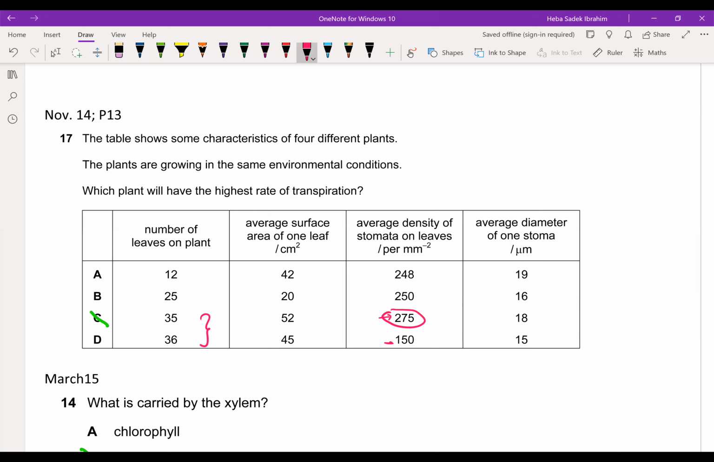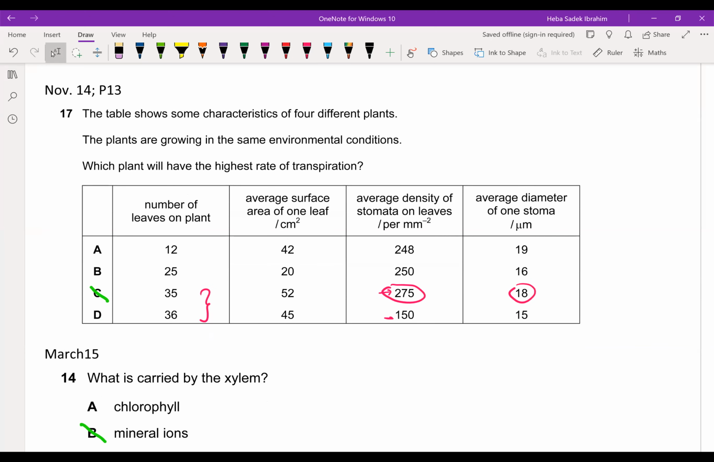Average diameter of one stoma. Yeah. يعني أنت عندك lots of stomata وكمان الستوماتا الواحدة is quite big. لا definitely the answer is C. Do you see how C is the answer? Are you okay with C? Yes, miss. Okay, حبيبي. طيب.